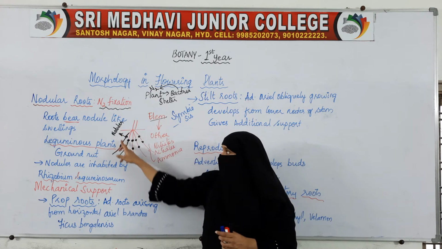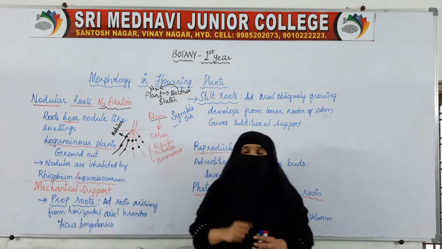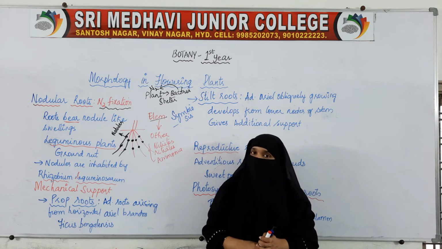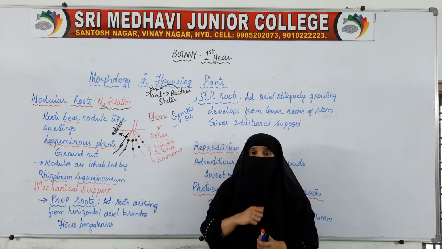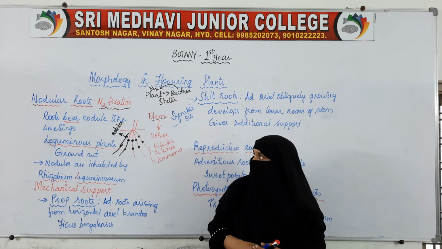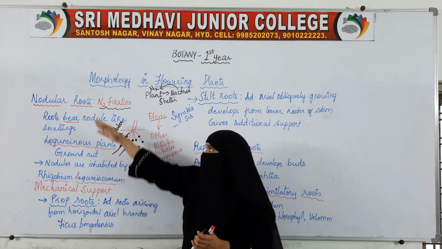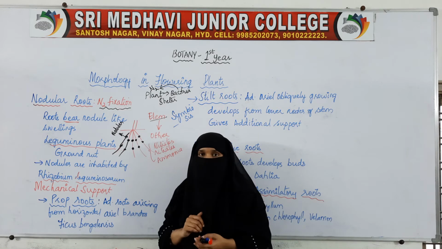So the roots bearing these nodules are called what? Nodular roots. This is one adaptation which is seen in tap roots, which helps in nitrogen fixation. So the roots which help in the fixing of nitrogen are called nodular roots.